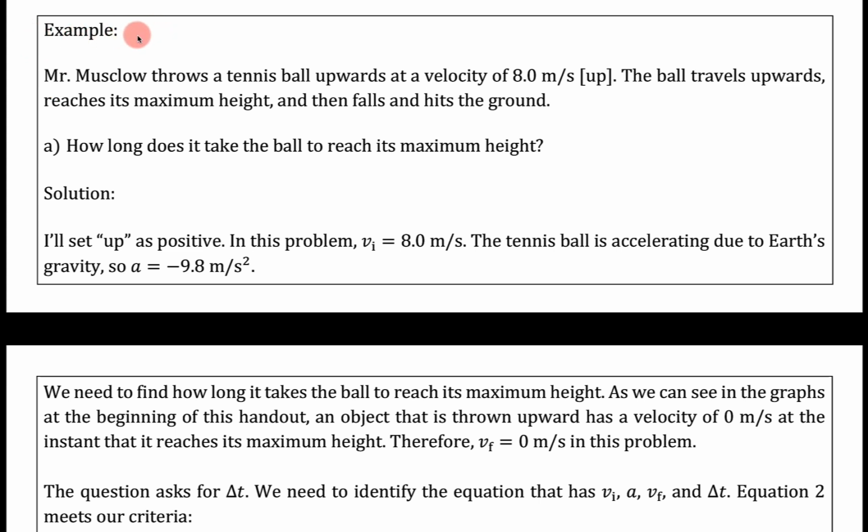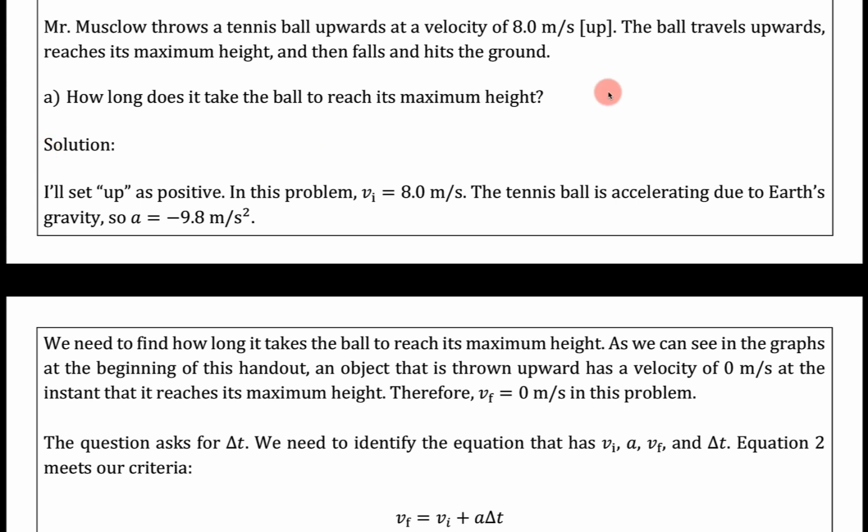Okay, so let's look at another example then. I'll read this one out loud. This example says, Mr. Musklo throws a tennis ball upwards at a velocity of 8.0 meters per second up. The ball travels upwards, reaches its maximum height, and then falls and hits the ground. This is a two-part question. There's a part A and B. A asks, how long does it take the ball to reach its maximum height? So that's kind of an interesting question.